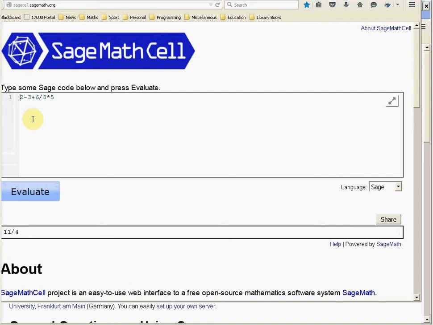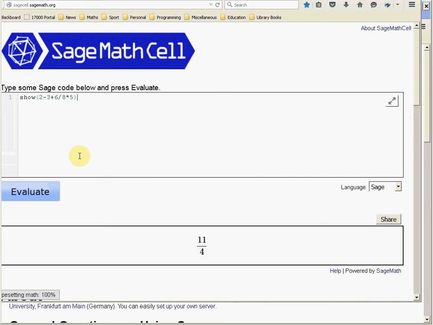We can make the answer look a little prettier if we type show. And I don't have to press evaluate, I can just press shift enter, and that's the same as evaluating. And there's my output in the output cell, 11 on 4.